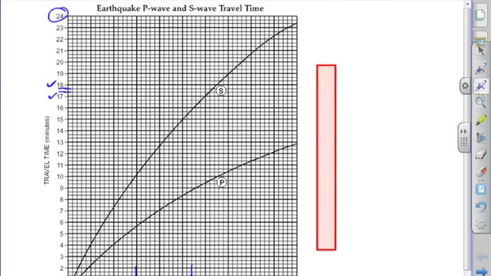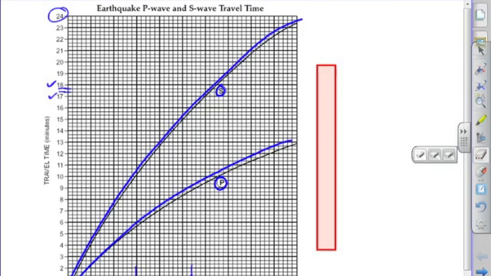Looking at the actual data plotted on the graph, it's important to realize that the P wave sits lower on the graph than the S wave does. Reason being, P waves travel faster than S waves, so they will always cover the same distance in less time, or in a lesser amount of time.